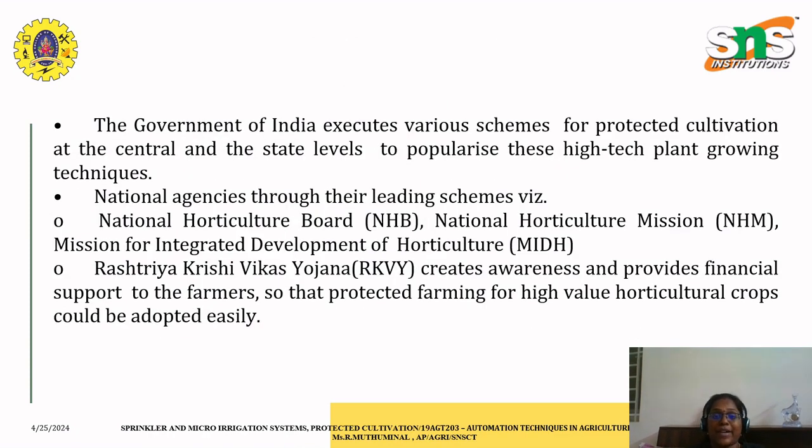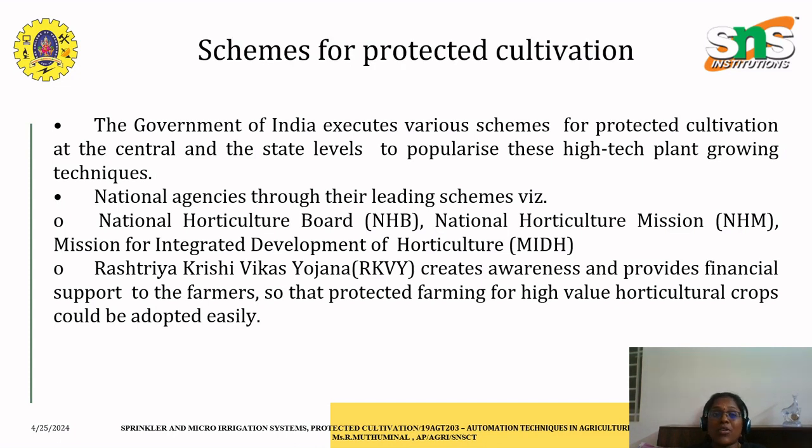So this is what I have prepared, and along with this I have also added the schemes that come under protected cultivation. Under the Government of India, we have various kinds of schemes for protected cultivation at the central and state levels. The national agencies, through their leading schemes like the National Horticultural Board, National Horticulture Mission, Mission for Integrated Development of Horticulture, and Rashtriya Krishi Vikas Yojana, create awareness and provide financial support to farmers so that protected farming for high value horticultural crops can be adopted easily.